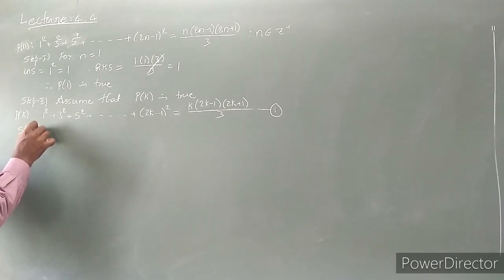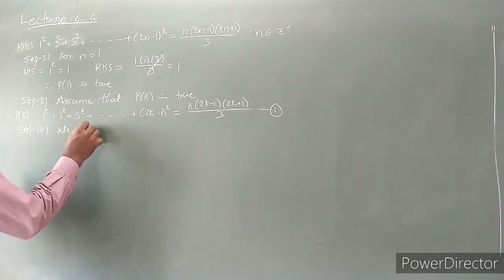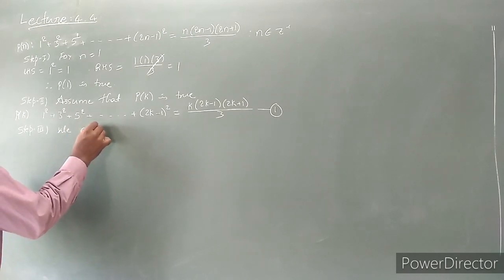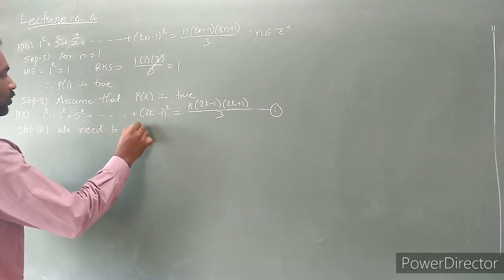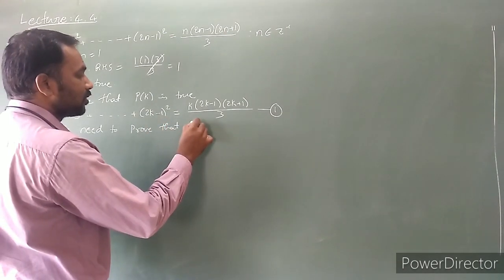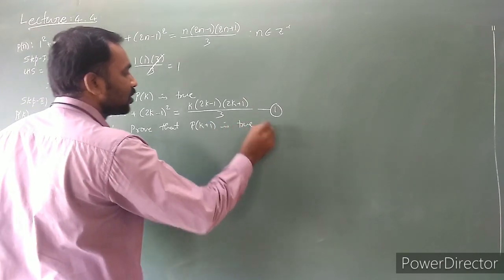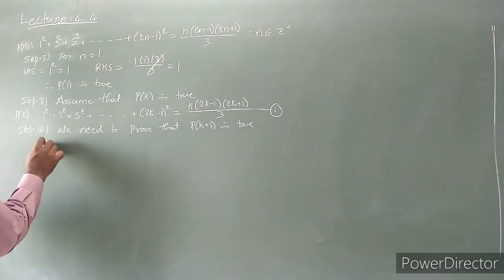Now, move to step number 3. What is step number 3? We need to prove that P of k plus 1 is true. We need to prove that P of k plus 1 is true.